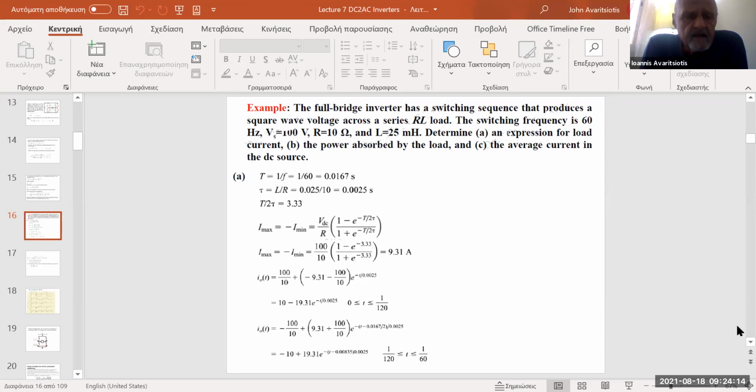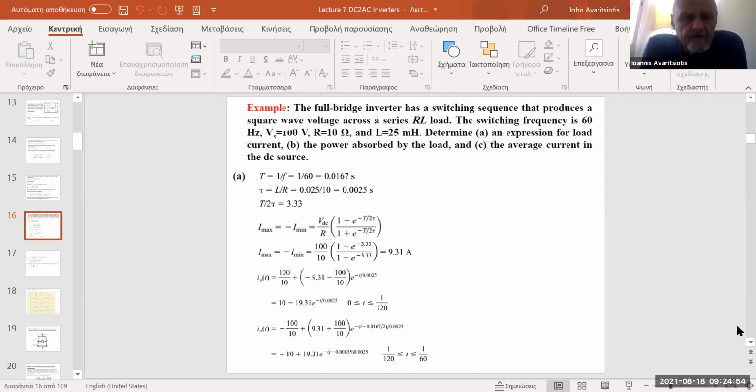Knowing the resistive and the inductive part of the RL load, we can calculate the time constant tau. The value of the time constant tau, by taking the ratio of L over R, comes out to be 0.0025 seconds, or 2.5 milliseconds. And finally, if we divide the value of the period by 2 times the value of tau, we obtain a value of 3.33.